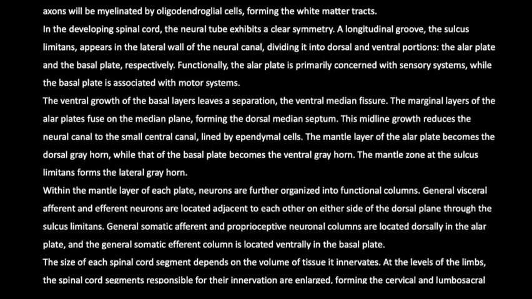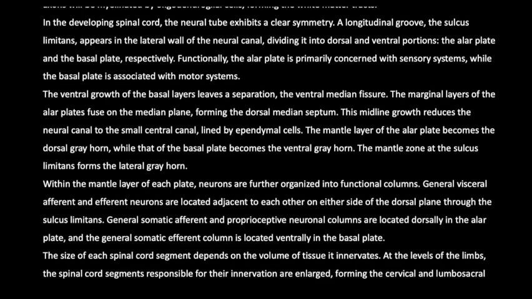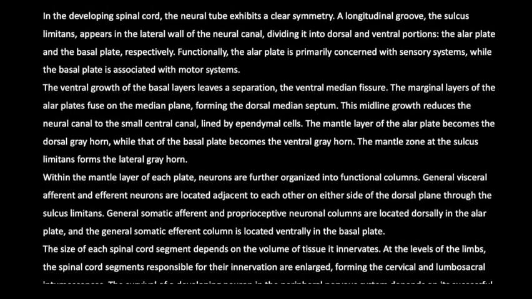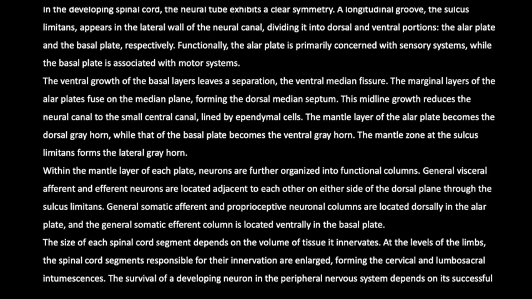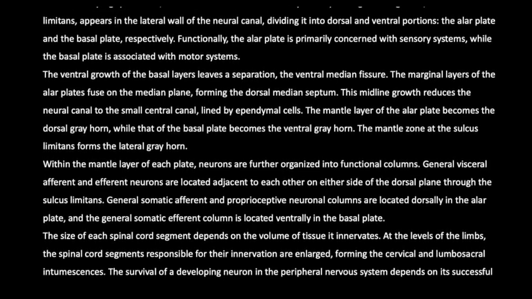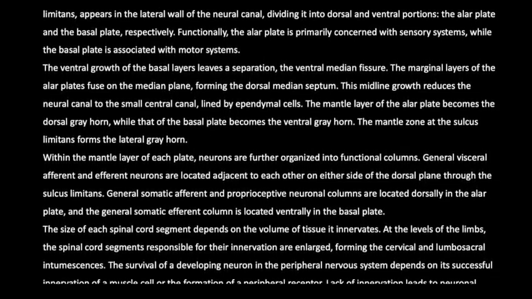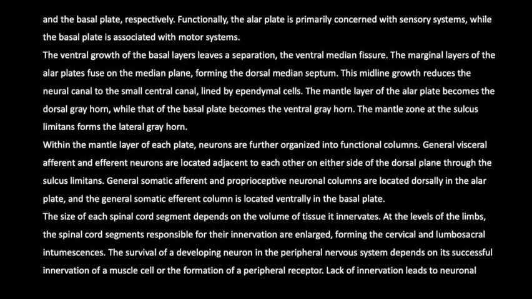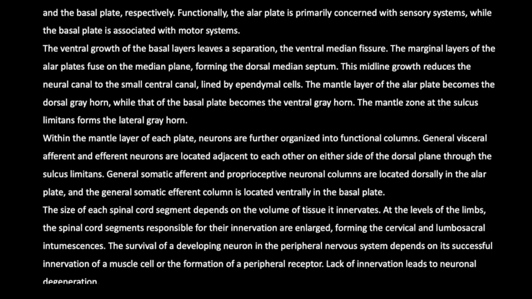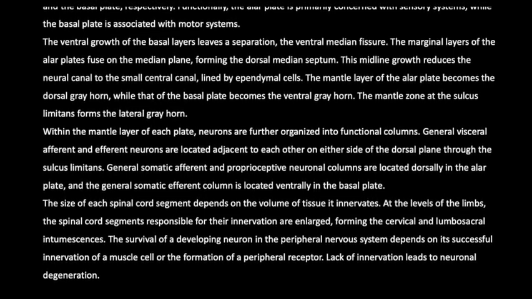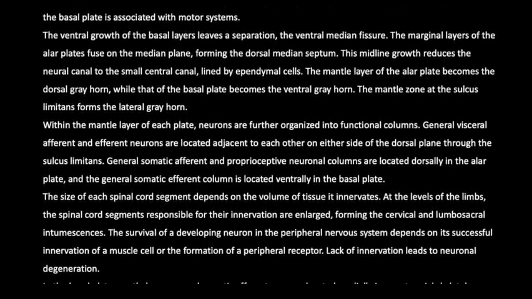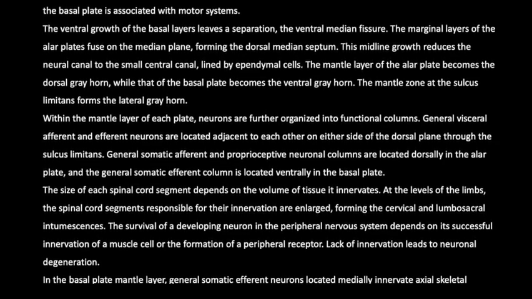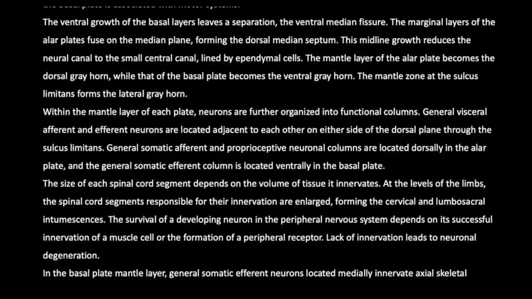The ventral growth of the basal layers leaves a separation, the ventral median fissure. The marginal layers of the alar plates fuse on the median plane, forming the dorsal median septum. This midline growth reduces the neural canal to the small central canal, lined by ependymal cells. The mantle layer of the alar plate becomes the dorsal gray horn, while that of the basal plate becomes the ventral gray horn. The mantle zone at the sulcus limitans forms the lateral gray horn.